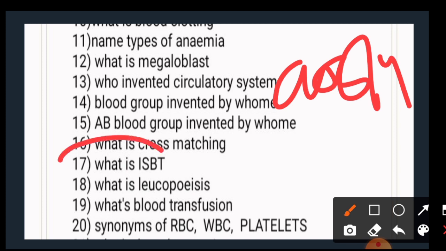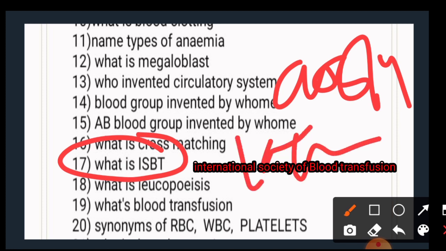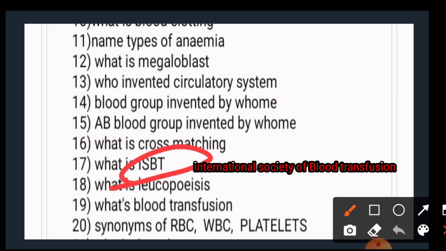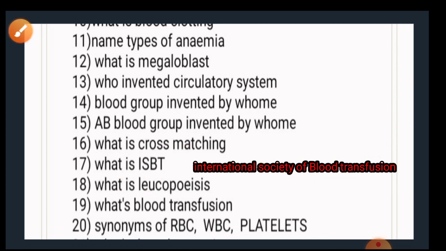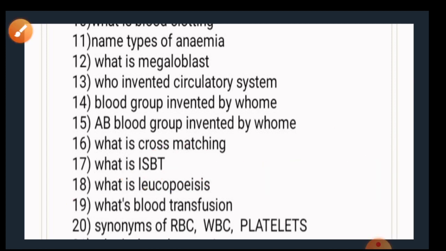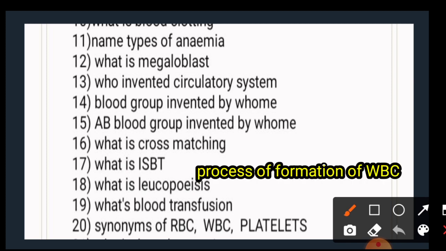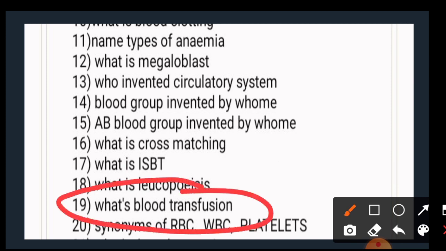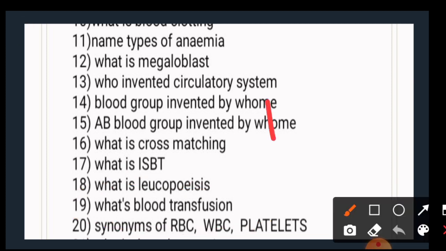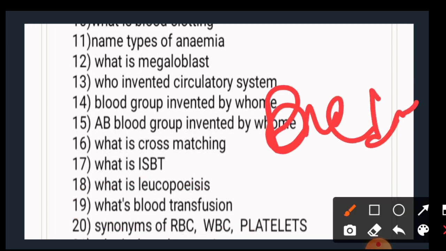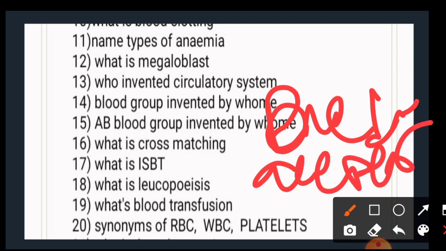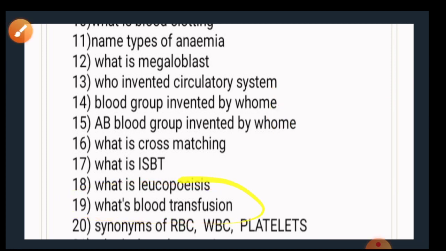Next is, what is ISBT? It is a barcode prescribed on blood packages, and ISBT stands for International Society of Blood Transfusion. Next is, what is leukopoiesis? Leukopoiesis is the process of formation of the leukocyte, and for the erythrocyte it is called erythropoiesis. What is blood transfusion? It is the transfer of blood from one donor to one acceptor in case of emergency or need, and that is the blood transfusion process.